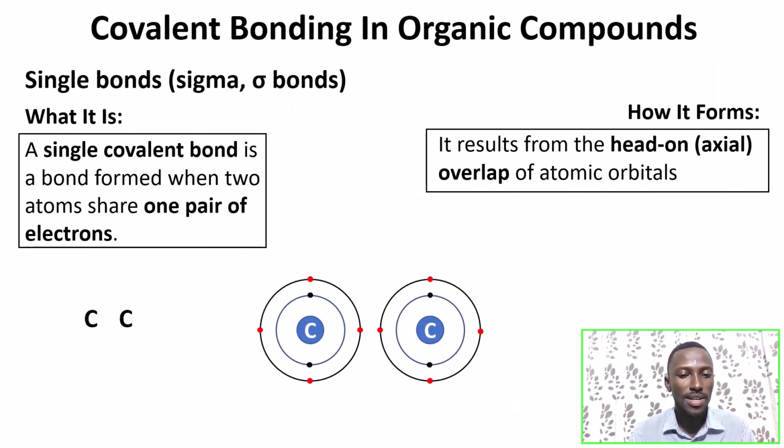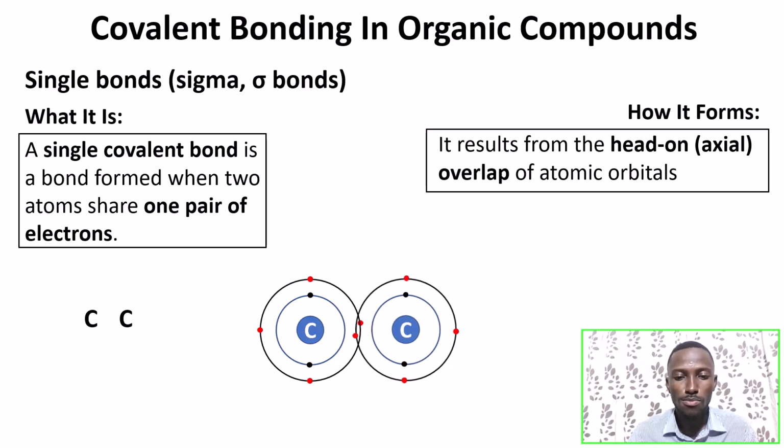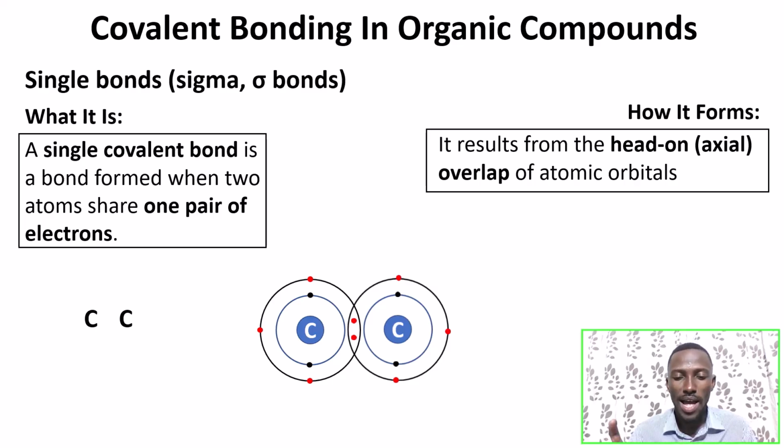Now, each of these carbon atoms has how many electrons in the outermost shell? They each have 4 electrons in the outermost shell, which means none of them is stable. So they have to form a covalent bond to attain stability. This is what happens. The 2 carbon atoms move to overlap, and as they overlap, they share a pair of electrons. That is what is shown by the line between the 2 carbon atoms. This is a single bond, a head-on overlap to share electrons.